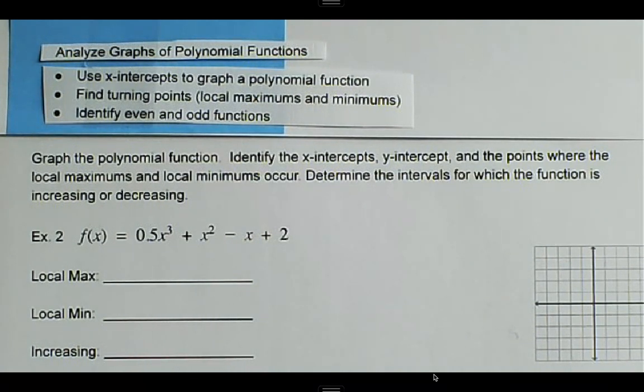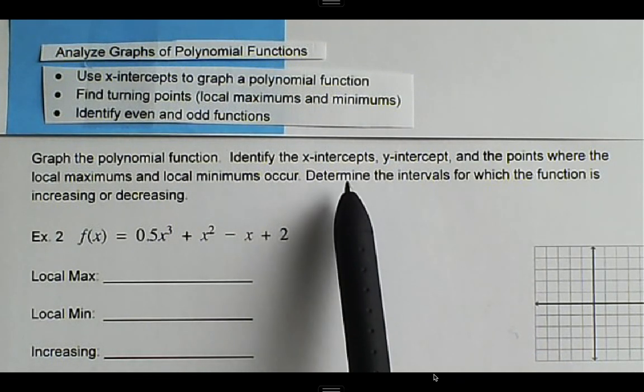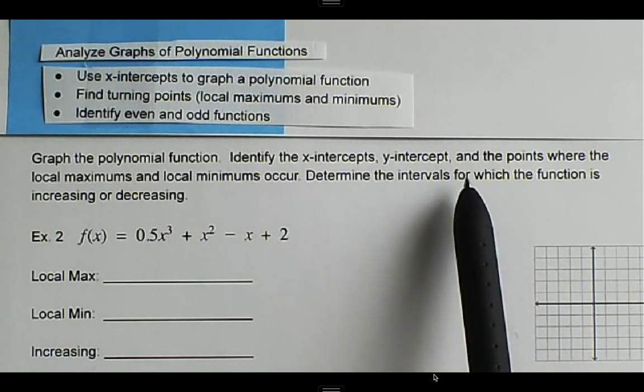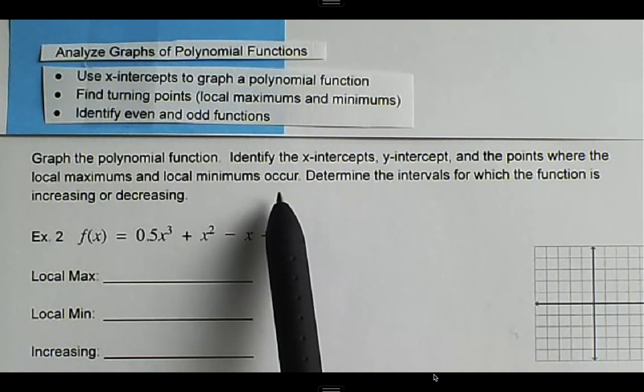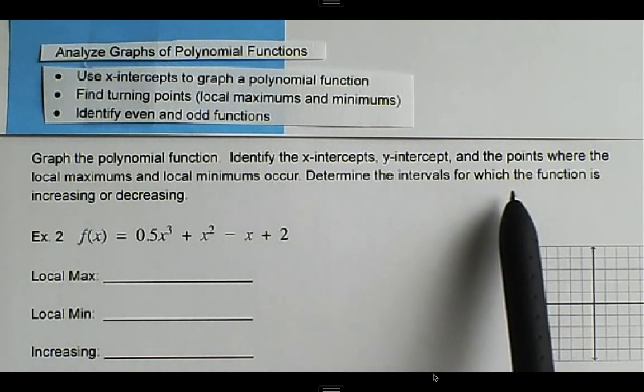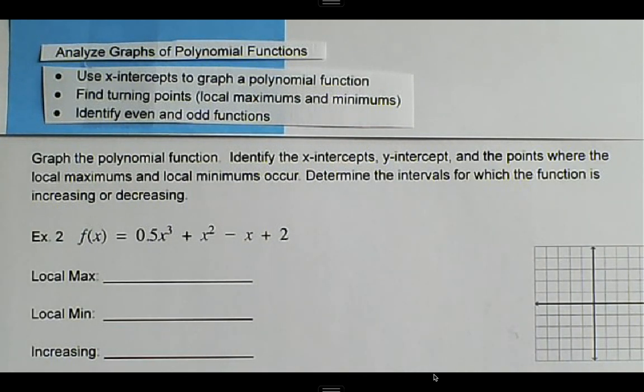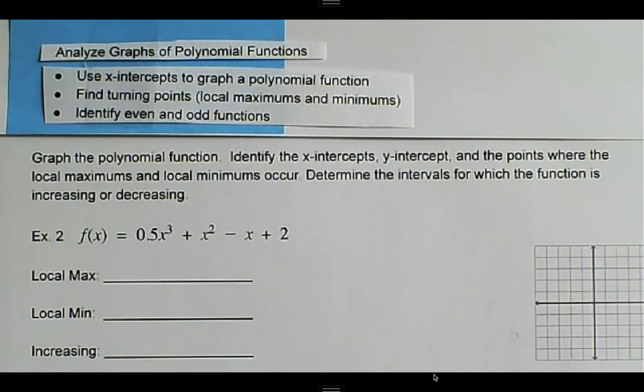We are talking about analyzing graphs of polynomial functions, and we want to use the x-intercepts to graph the polynomial functions and find turning points, local maximums, and minimums. So in example 2, it asks us to do a number of things. Graph the polynomial function: identify the x-intercepts, the y-intercepts, and points where the local maximums and local minimums occur. Determine the interval at which the function is increasing or decreasing. So that's what we're trying to do.